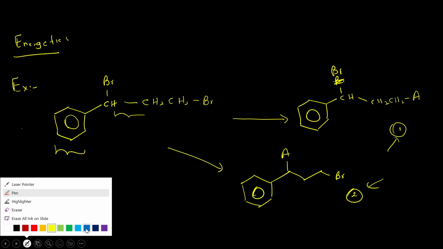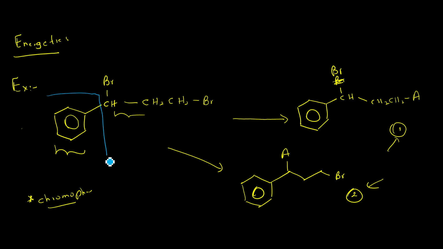Let me take it in another color. Okay, here we have the chromophore. This is the chromophore. Now in this first reaction, what happens is this bond has been broken. Here look at this. This bond has been broken and a new bond is being formed to this particular position. In this case we have this bond is being broken.